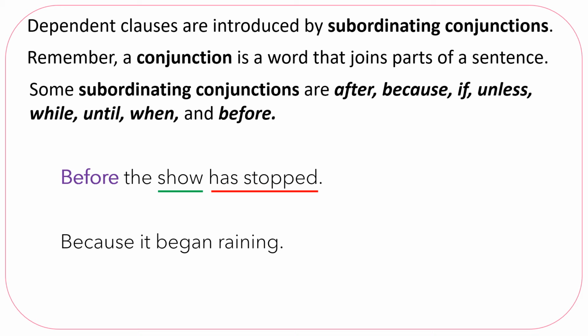Because it began raining. We have the subject it, and the predicate began raining, so it is a clause, but it starts with the subordinating conjunction because. So it is dependent on something else too, isn't it?